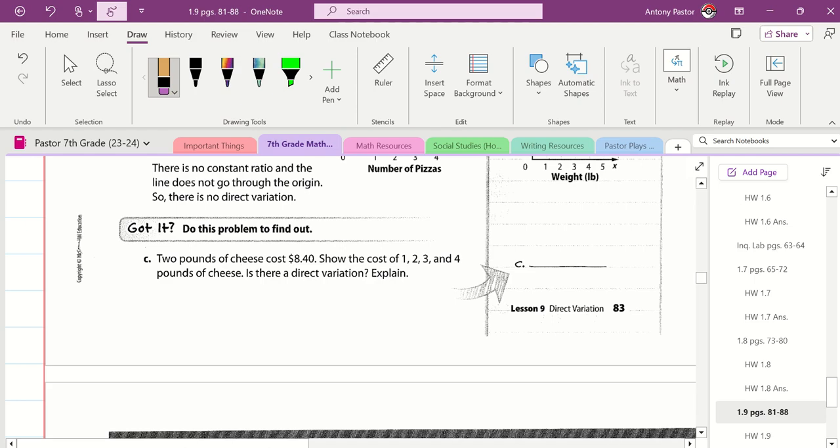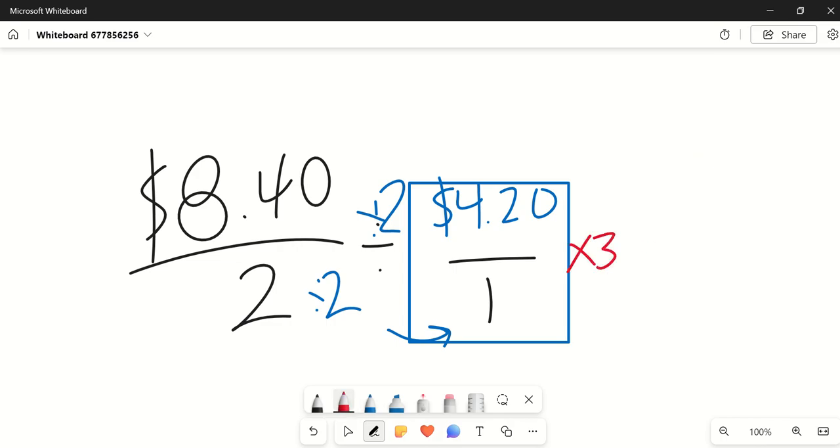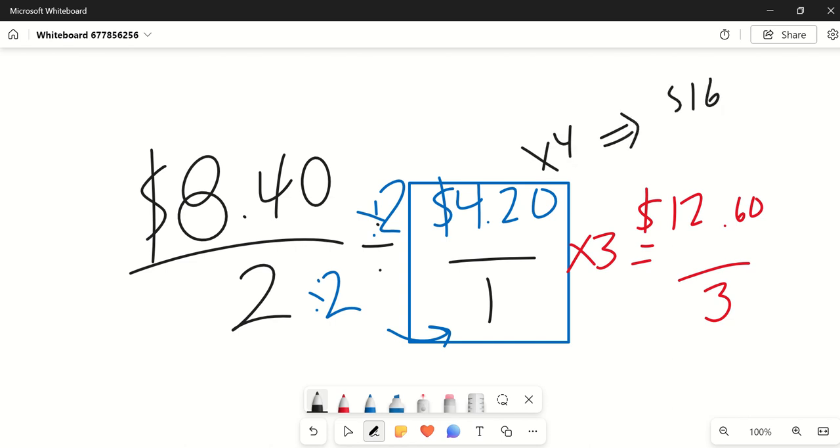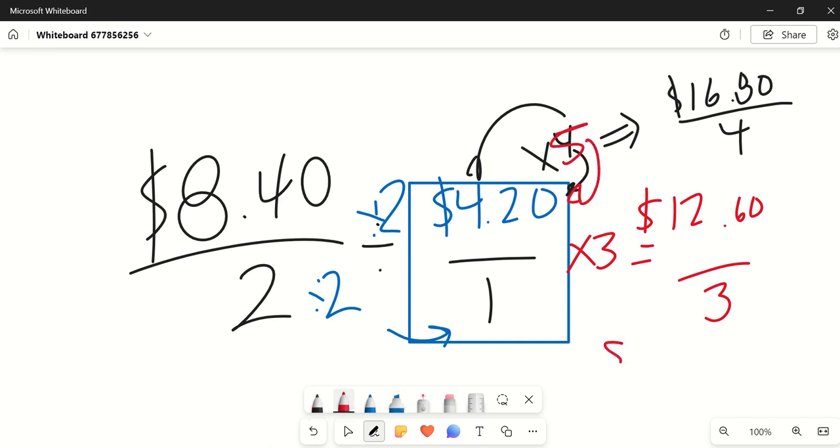So if you wanted to find out how much 3 pounds cost, you just multiply both by 3. And that would give me 3 pounds of cheese for $12.60. 4 times 3 is 12. 4 pounds of cheese, we multiply this by 4. That would give me $16.80 for 4 pounds of cheese, because 4 times 4 is 16, and 4 times 20 would be 80. And then 5 pounds of cheese would be $21, I believe. Let's see. 5 times 20 would be $1, so I have $1. 5 times 4 would be 20, plus the 1 would make it $21 for 5 pounds of cheese.